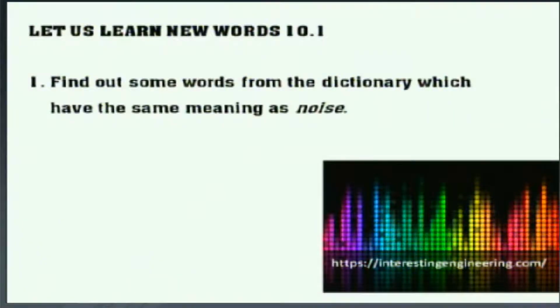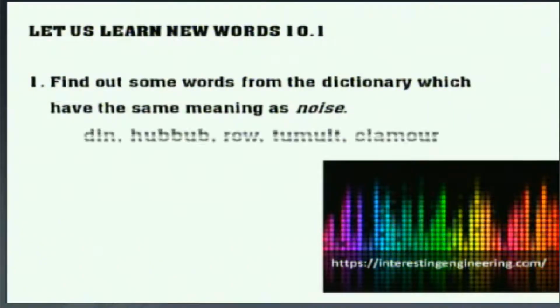So let's move ahead. Find out some words from the dictionary which have the same meaning as noise. There may be many: jarring, din, hubbub, roar, tumult, clamor, many. So you find some more words related to noise. Okay? Let's move to the next slide.